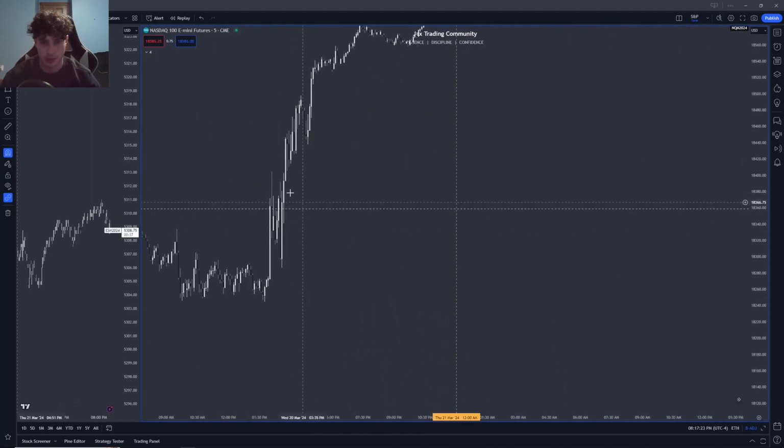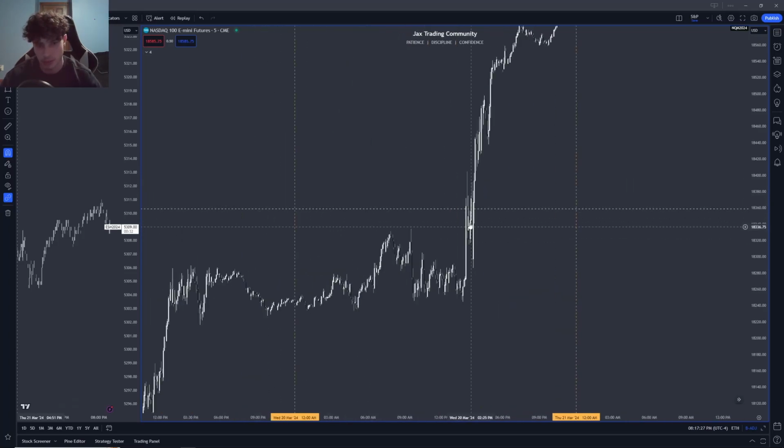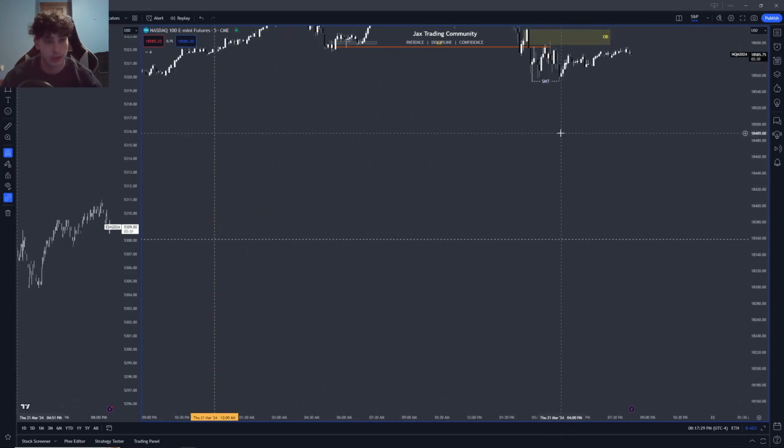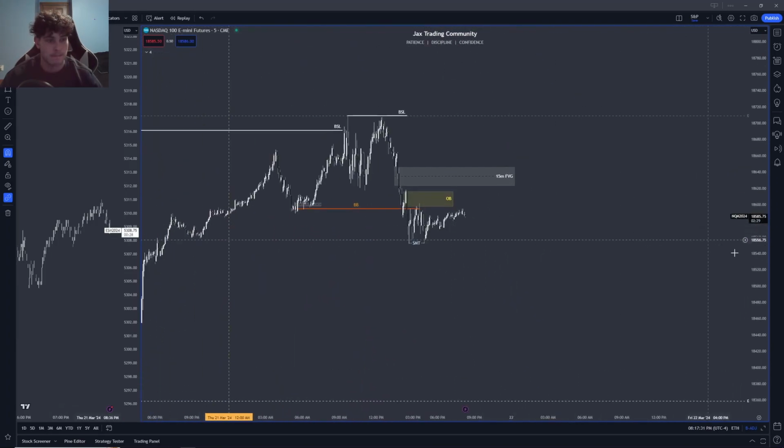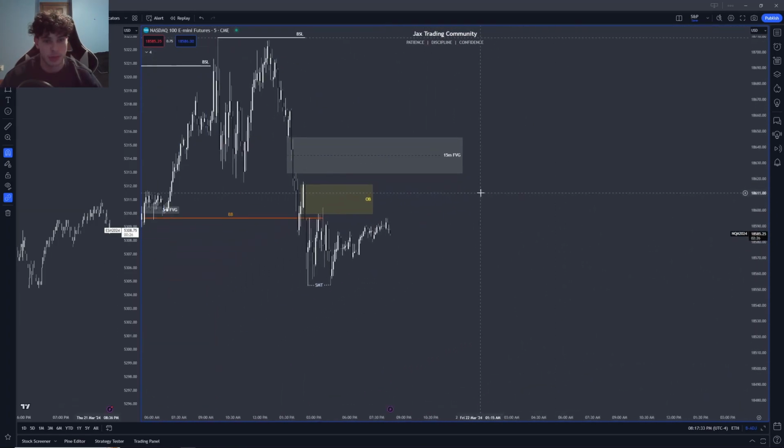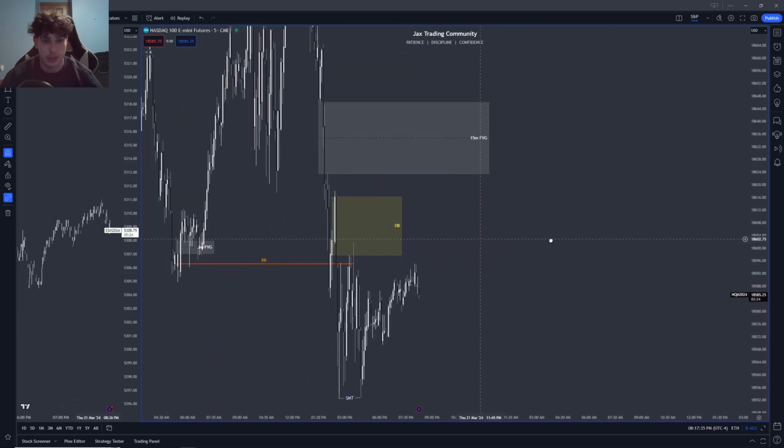It sort of does align with this consolidative move right here, which can act as support, like an order block. So that is kind of where my targets are tomorrow. That's where I'm expecting price to go, especially with Powell speaking.